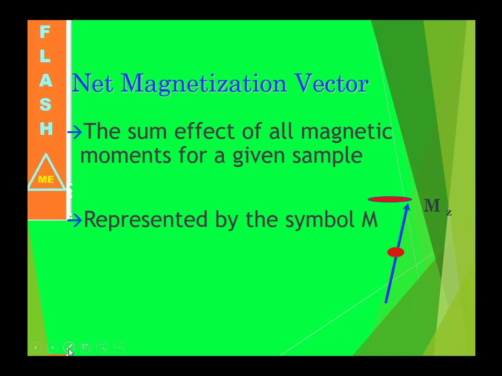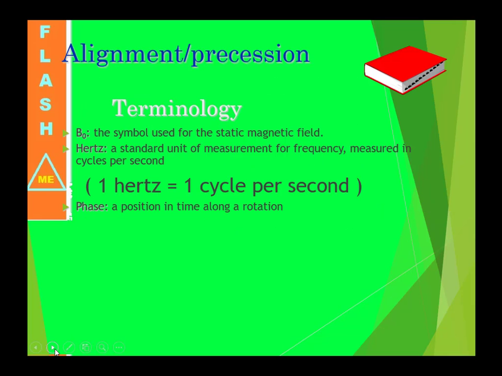Mz. Alignment and precession terminology. B0 is the symbol used for the static magnetic field. Hertz is a standard unit of measurement for frequency, measured in cycles per second. 1 Hertz equals 1 cycle per second. Phase is a position in time along a rotation.